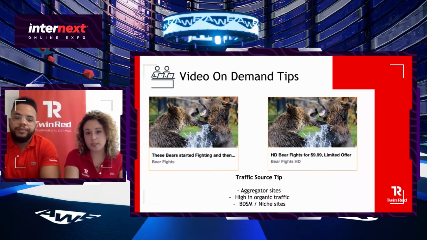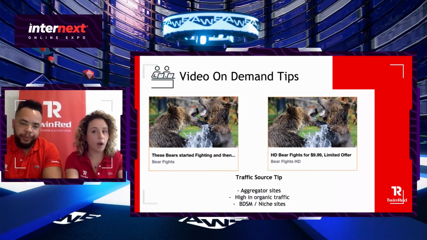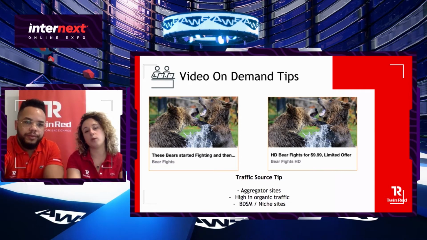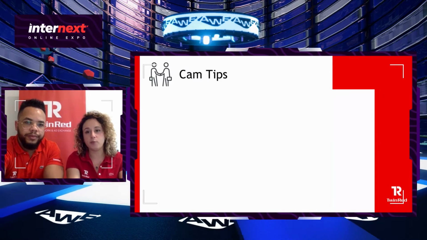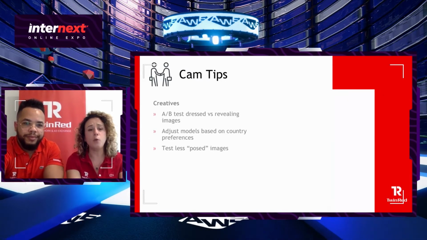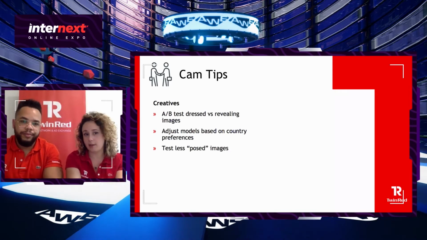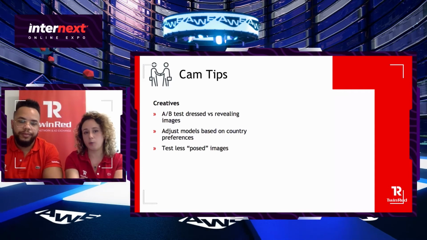For the traffic sources, what we've seen is aggregator sites work very well, sites high in organic traffic. And again, BDSM and niche sites really work with video on demand. Then one of our favorites, verticals cams. And what we find here is, again, as we always are saying, A/B tests. So A/B test between a dress versus a revealing image, for example.